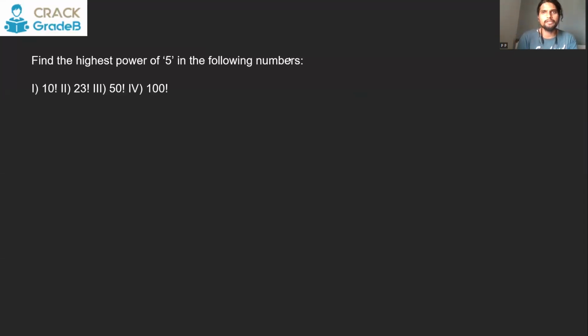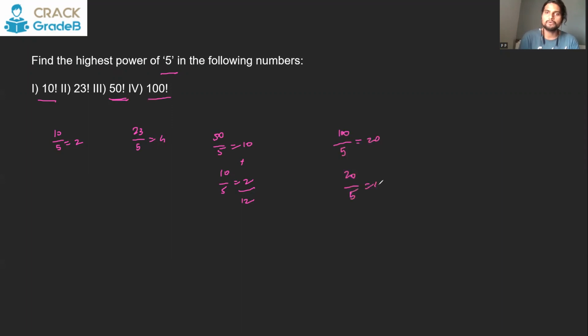Find the highest power of 5 in the following number. So 10 factorial, 10 upon 5, that is 2. 5 is a prime number, so you have to do this. There will be 2. 23 by 5, there will be 4. 50 by 5, that is 10. 10 by 5, that is 2. So 10 plus 2, there will be 12 number of 5's. 100 factorial. 100 upon 5 is 20. 20 upon 5 is 4. So 20 plus 4, there will be 24 highest power of 5 in these numbers.